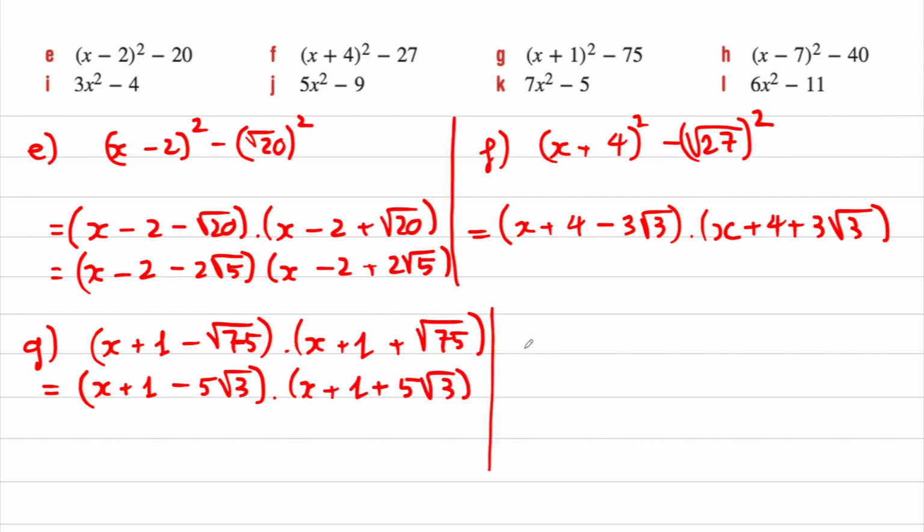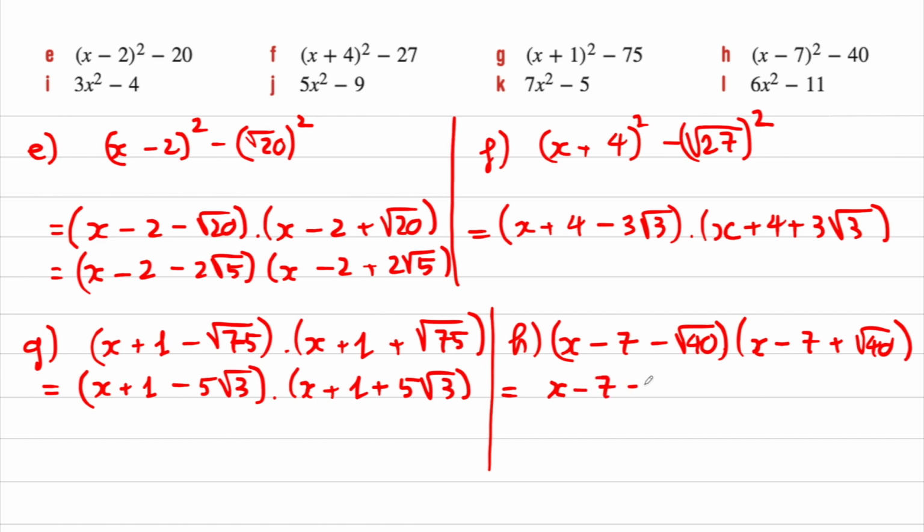About the last one, question H, sorry: h minus 7 minus square root 40, and then h minus 7 plus square root 40. For this one you will have 2 times square root 10, because 10 times 4 equals 40. And the next one will be plus 2 square root 10, like this. That is question H.